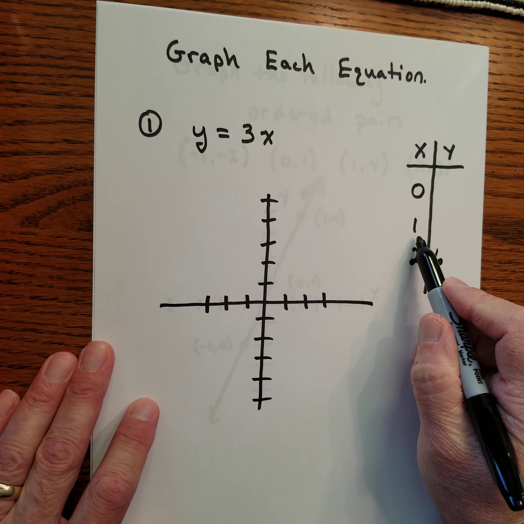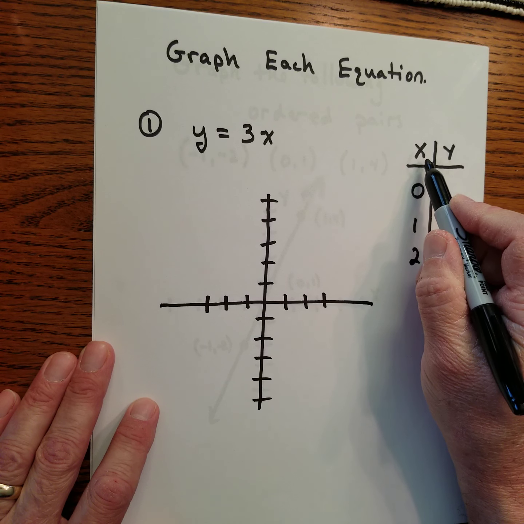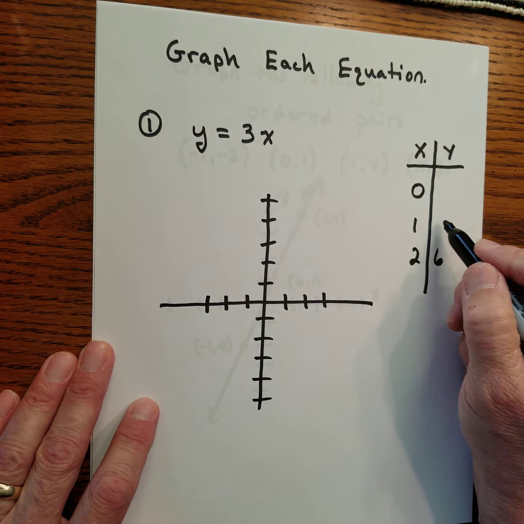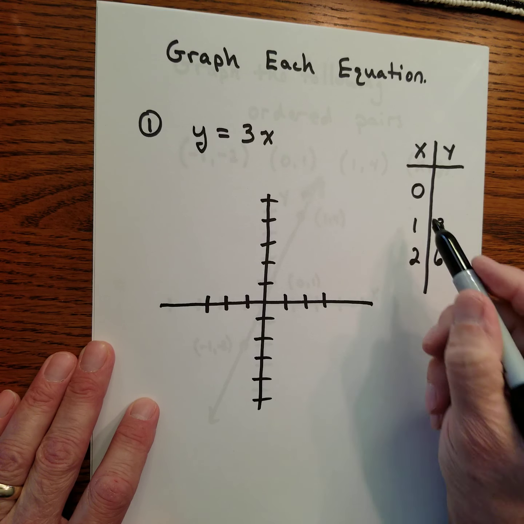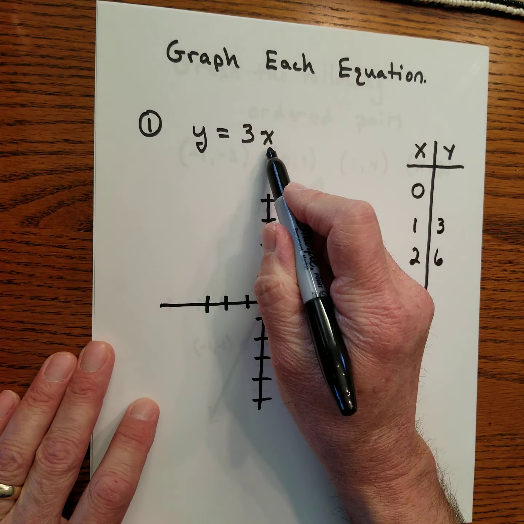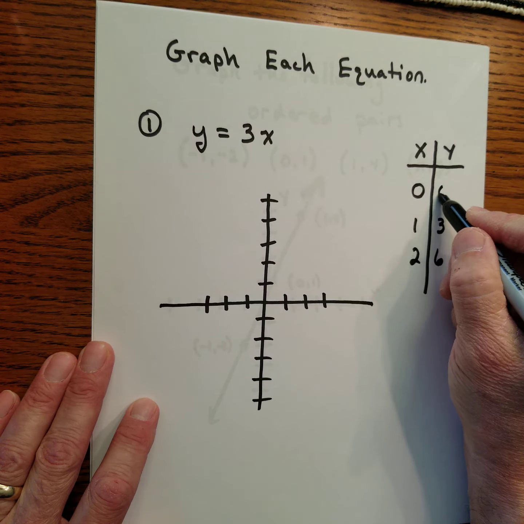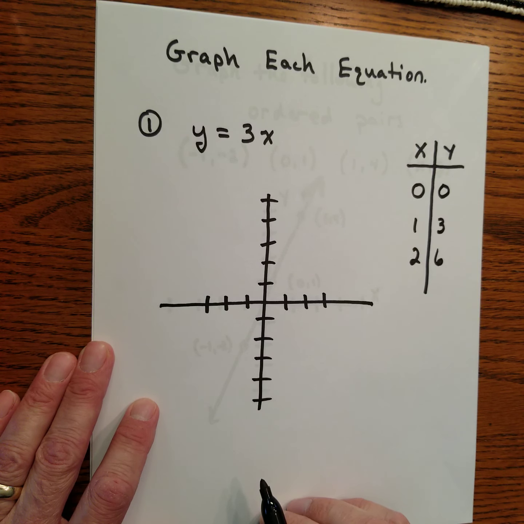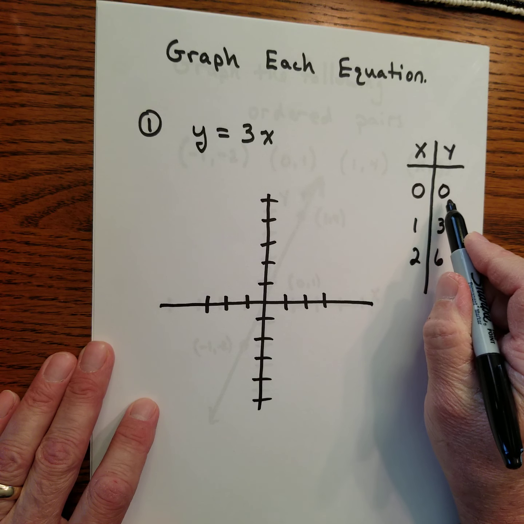Now plug in the 1. Plug in 1 for x. 1 times 3 is 3. Of course, when I plug in 0, 0 times anything is 0. Now think of these as ordered pairs. X is 0, y is 0.